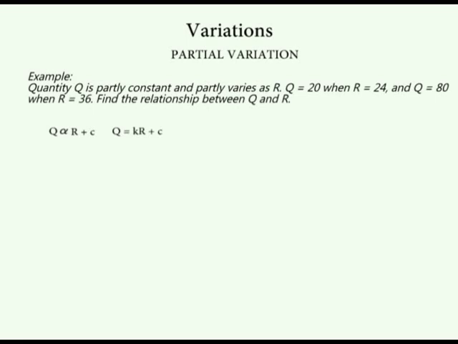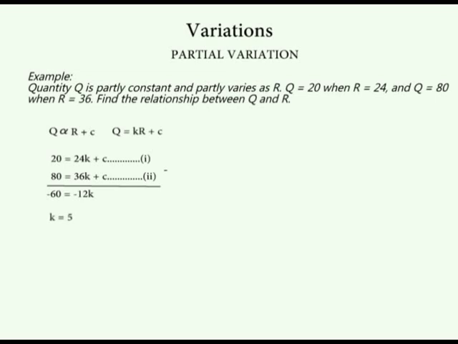We know 20 is equal to 24K plus C. Also, 80 is equal to 36K plus C. Now we have two simultaneous equations. We solve them. We can eliminate C by subtracting. If we do that, C minus C is 0, 24K minus 36K is minus 12K. 20 minus 80 is minus 60, and therefore K is equal to 5.